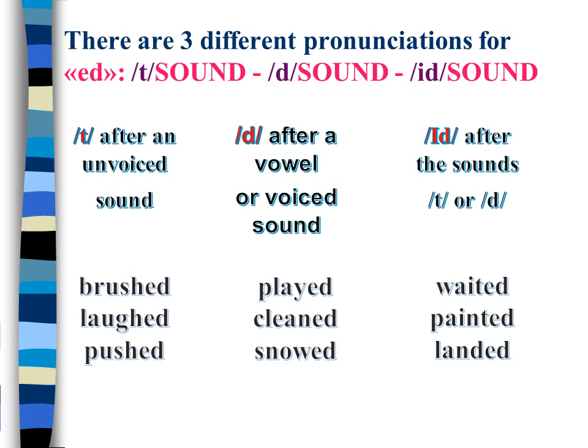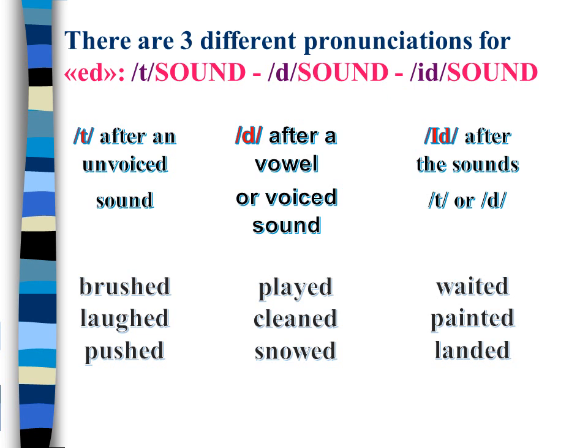T sound. Now, D sound, when do we use it? After a vowel or voiced sound. Okay? Voiced means you can hear it. Played. Alright? Cleaned. Snowed. I can hear the voice. And unvoiced, I can't hear.